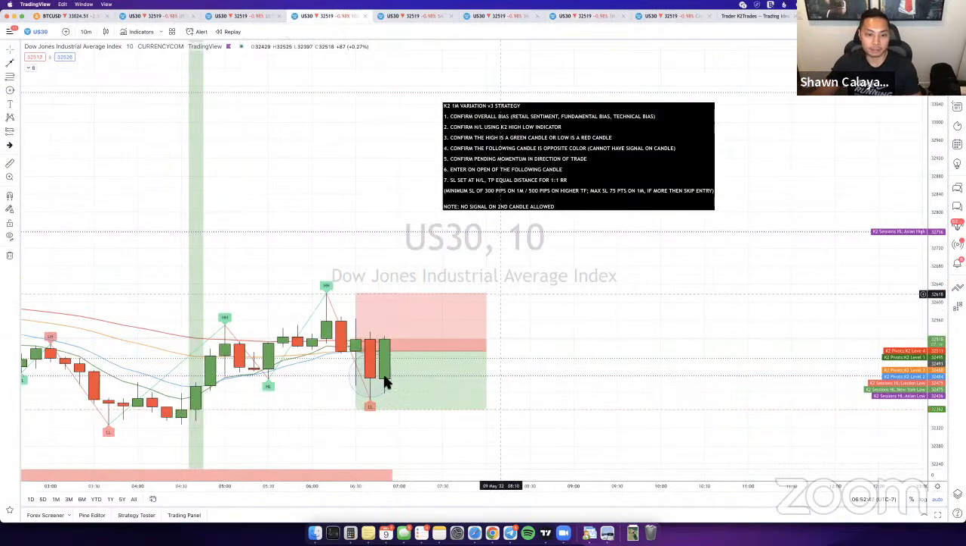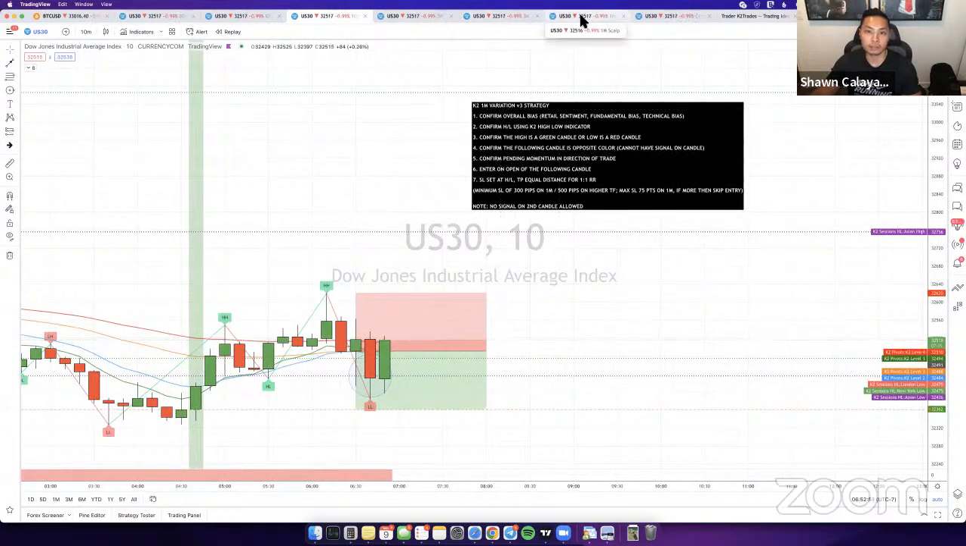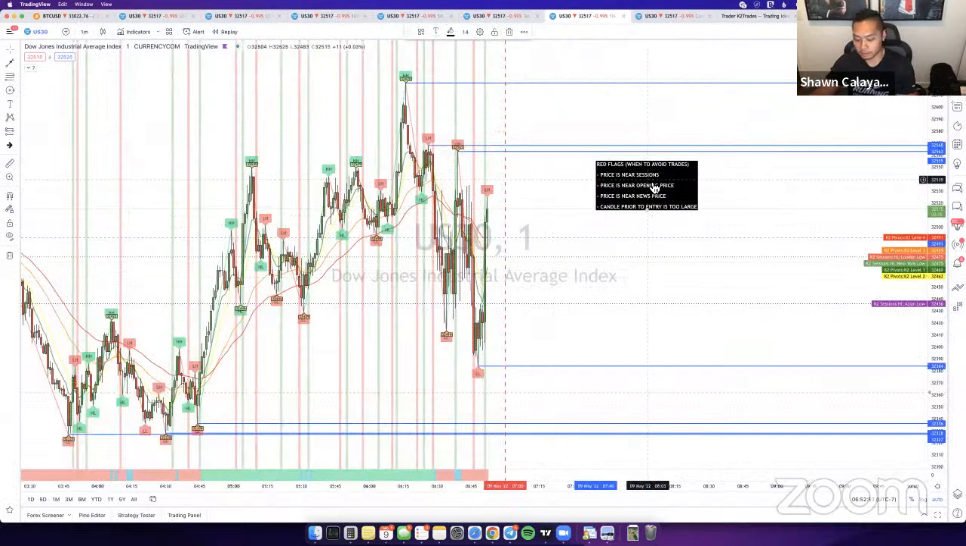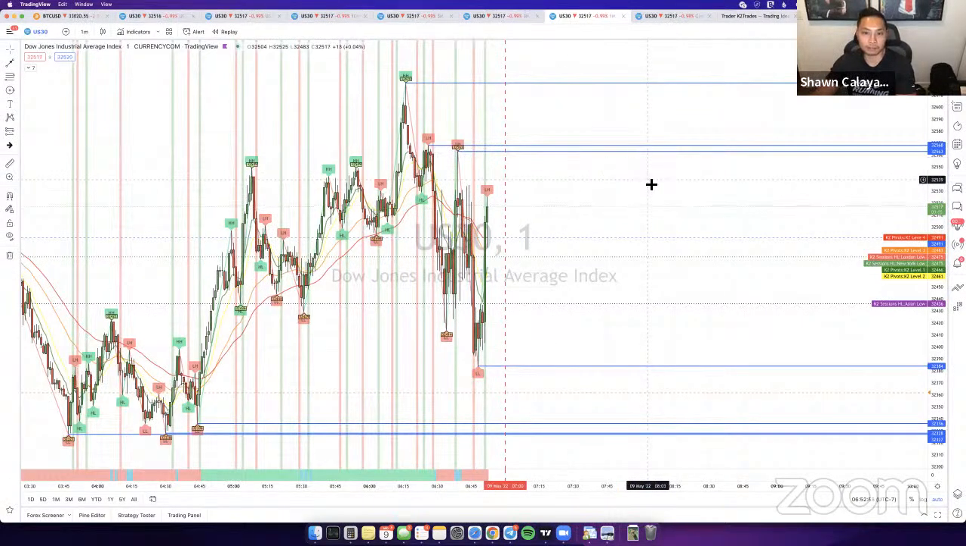Going back to the 10-minute over here, it's back to basically the entry point. So I'm glad I'm not in any of these trades, because if I was, I'd probably be very stressed out at the moment.